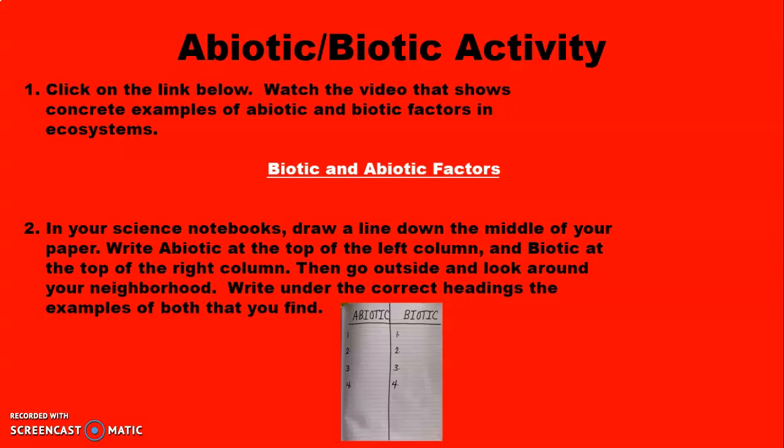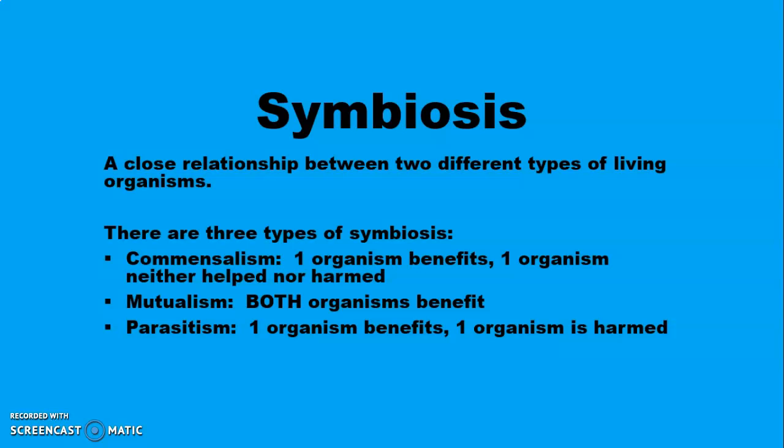Okay, now that you're back, I hope you have a better understanding of what abiotic and biotic factors are in ecosystems. Let's move on now to relationships. A close relationship between two different types of living organisms is known as symbiosis. And with symbiosis, there are three specific types of symbiosis relationships.